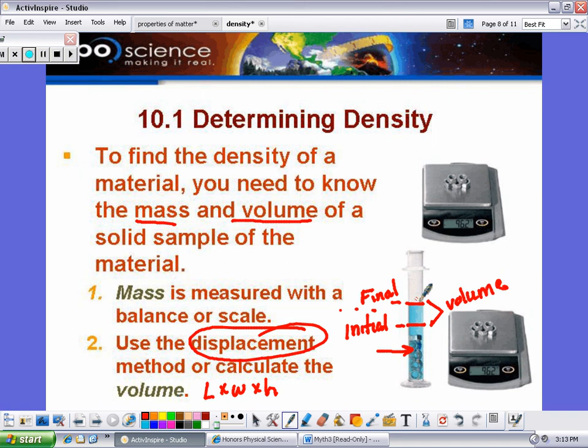Now, when you read a graduated cylinder, you need to make sure that you read at the meniscus, which is the curved, bottom part of your liquid, to get an accurate reading. And you need to make sure that this is done at eye level.